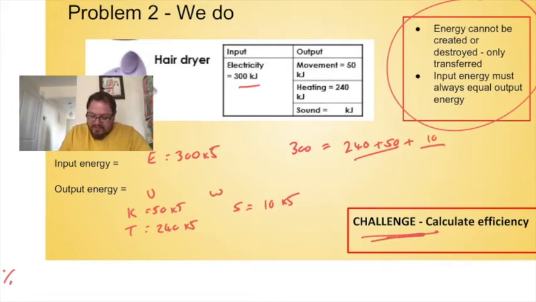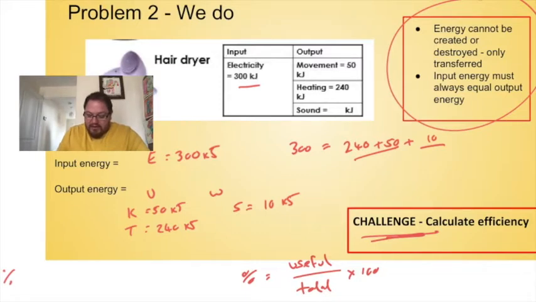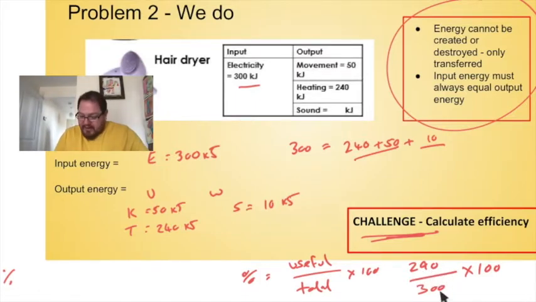Calculate efficiency. So we've got percentage equals your useful over your total times 100. So what's my useful energy? My useful energy is kinetic and my thermal, which is 240 plus 50, which is 290, over my total, which is 300. I can see already from this large number on top, even, by the way, your number on top is never going to be bigger than the number on the bottom because it's a percentage. So this is going to be really efficient.